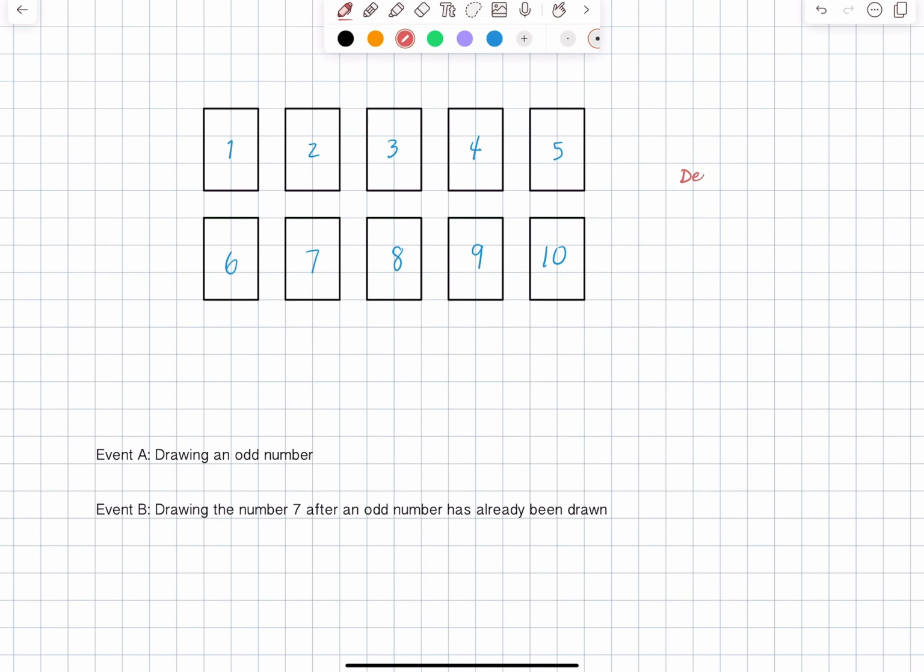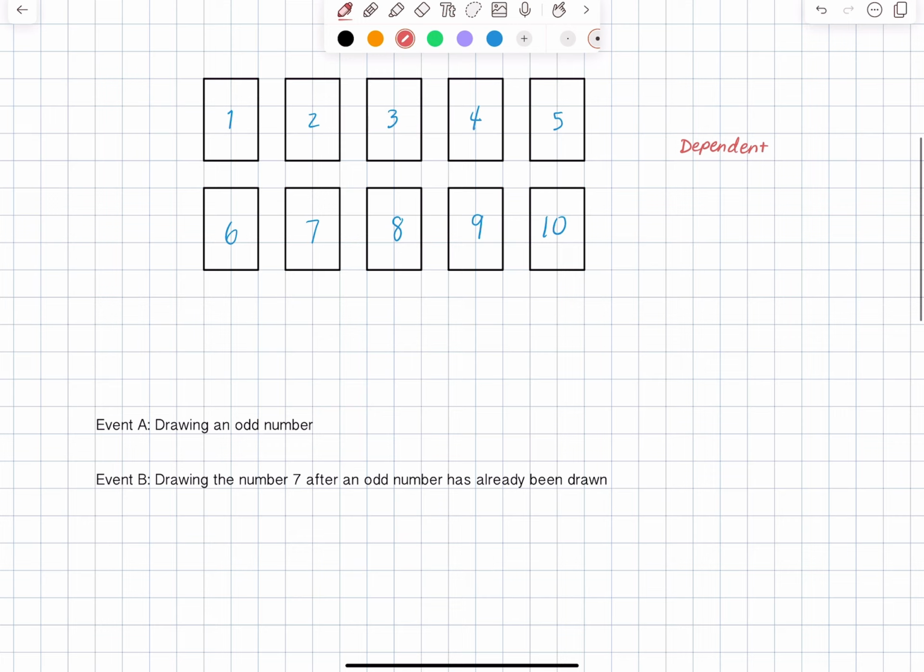Now let's look at this one right here, and I'm going to give you a hint. This is a dependent event. Dependent events right here. So event A is actually independent, and event B is dependent. So for dependent events, what we're going to do is first focus on the independent one, drawing an odd number, which is independent event A. So drawing an odd number out of these 10 cards, well, we have 1, 2, 3, 4, 5. 5 out of 10 are odd numbers.